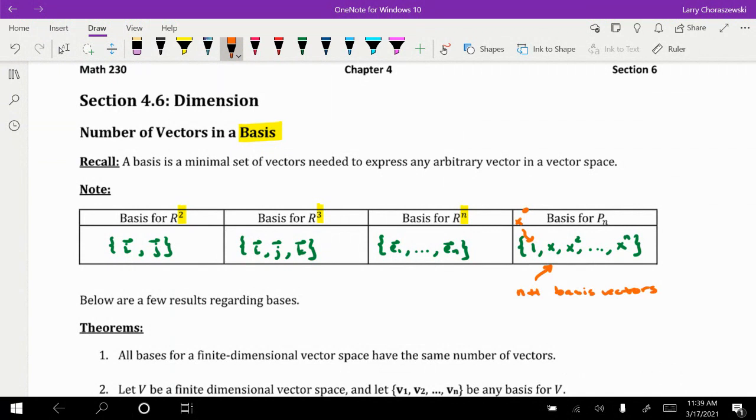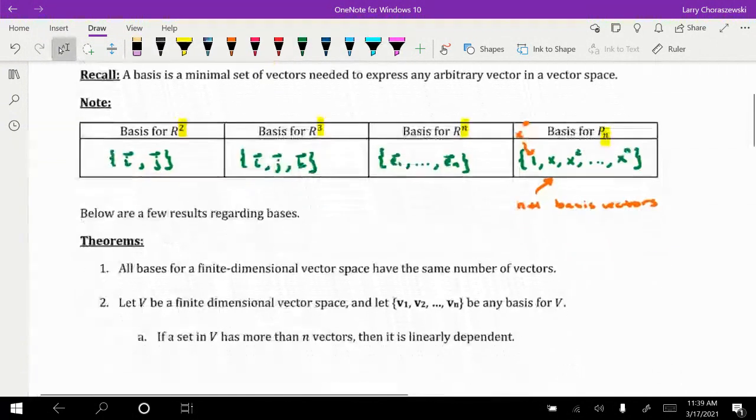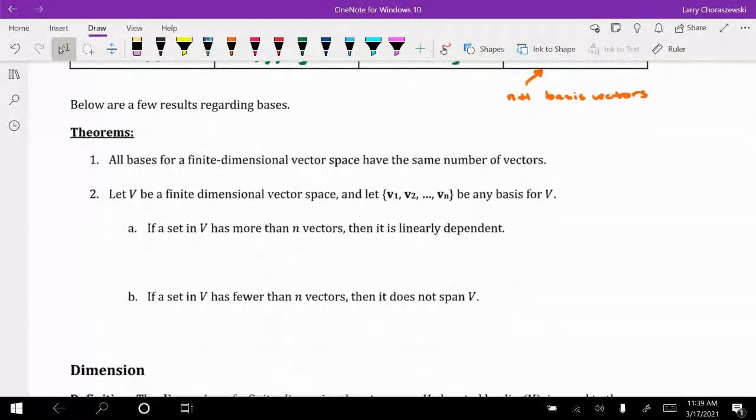Okay, so the number of basis vectors in this vector space is not exactly equal to the subscript in our notation for the polynomial space. Before I officially define dimension, I do want to present to you a couple of results here. We had some evidence of this yesterday when we were looking at those basis vectors for R3.